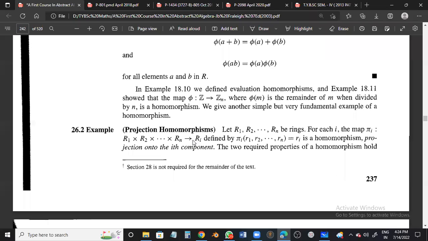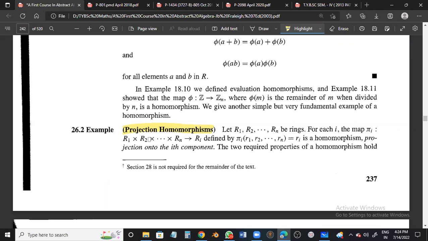So we are looking at projection homomorphism. What do we mean by projection homomorphism? Suppose we have rings R1, R2 up to Rn. Then R1 cross R2 cross and so on cross Rn will be the direct product of the rings. So it is itself a ring, as you know.